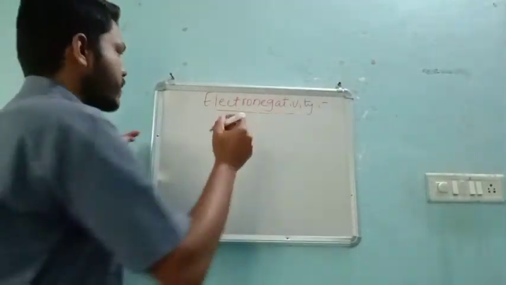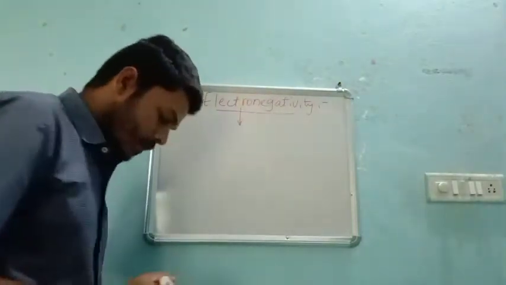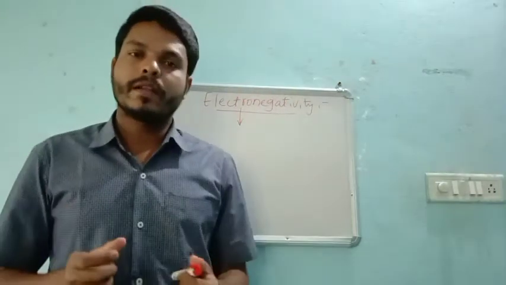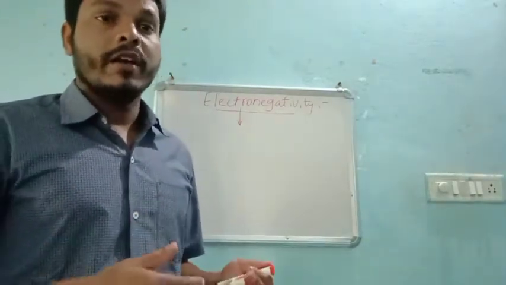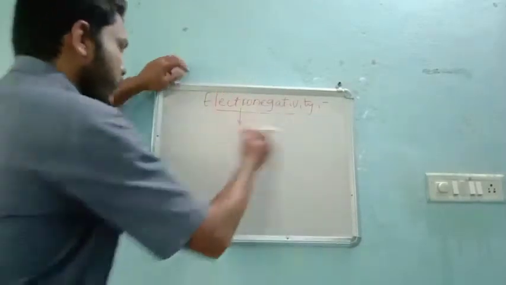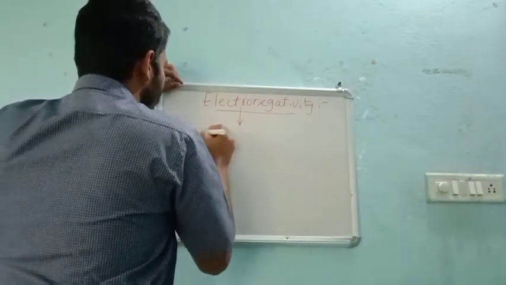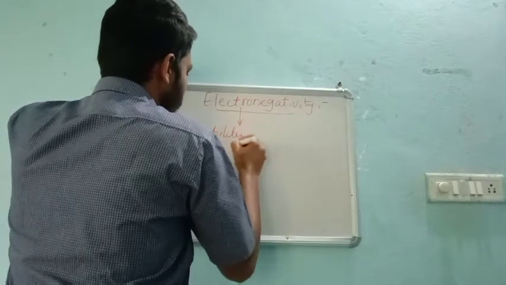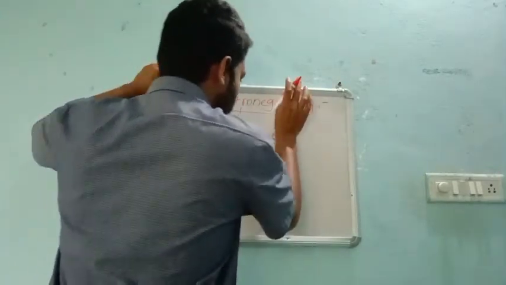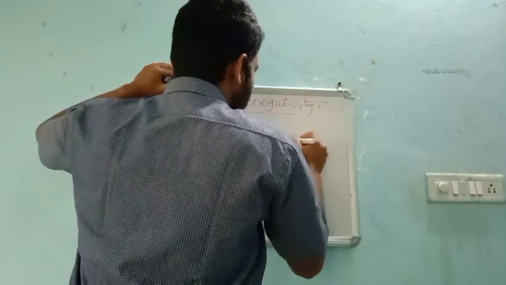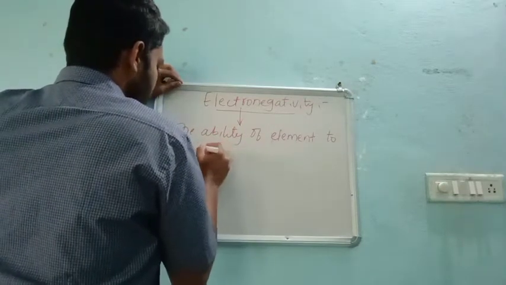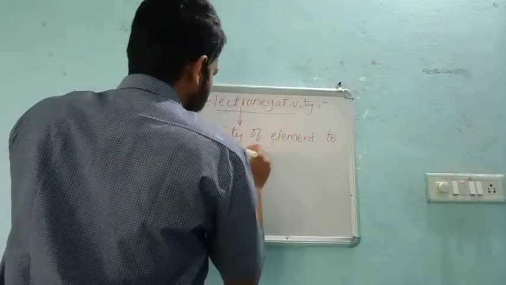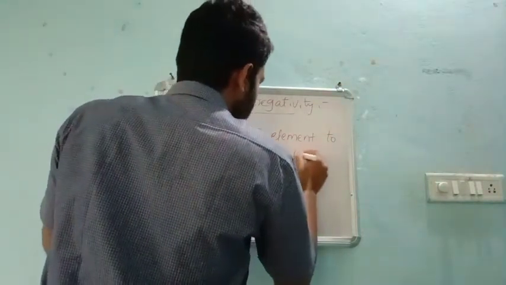So let me first define what electronegativity is. Electronegativity is nothing but the ability of an element to attract shared electrons. I will write it: the ability of an element to attract shared electrons towards itself.